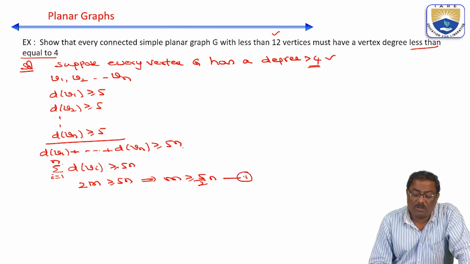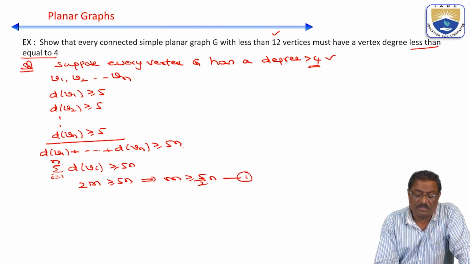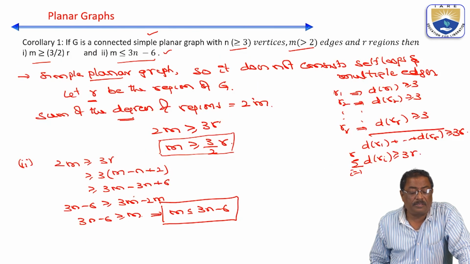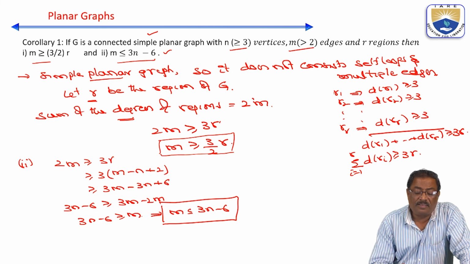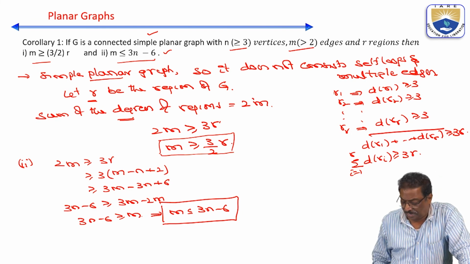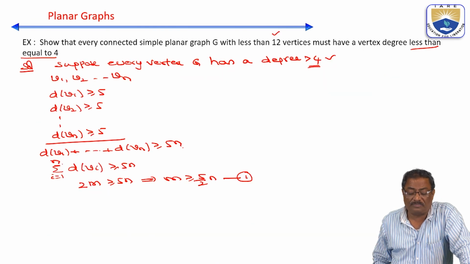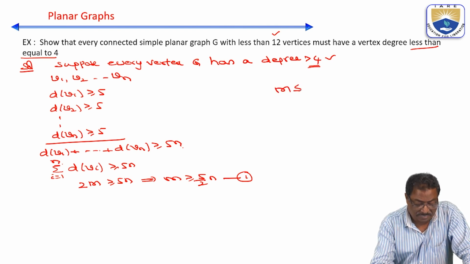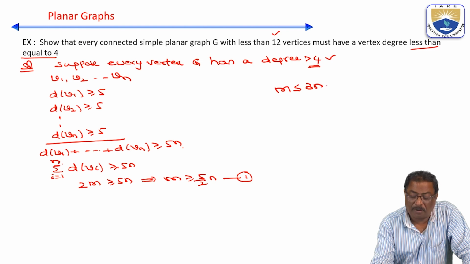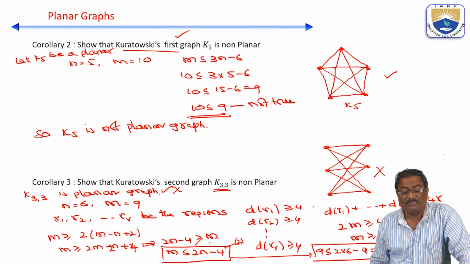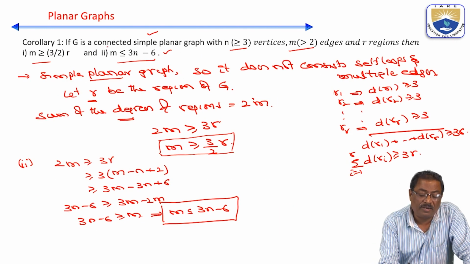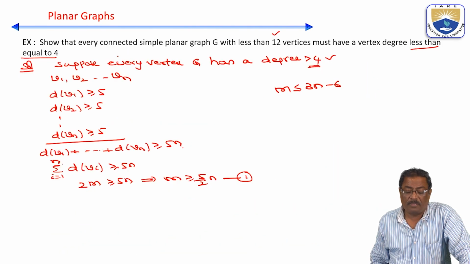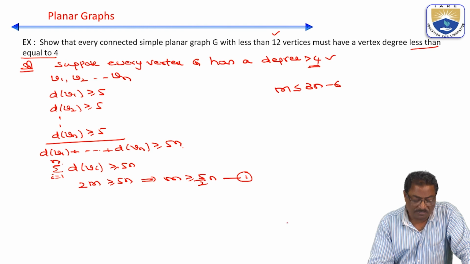Now, I am getting a relationship between m and n. So what is the first corollary? m is less than or equal to 3n minus 6. By the corollary, m is less than or equal to 3n minus 6. We are going to consider this relationship between m and n, and substitute it here.